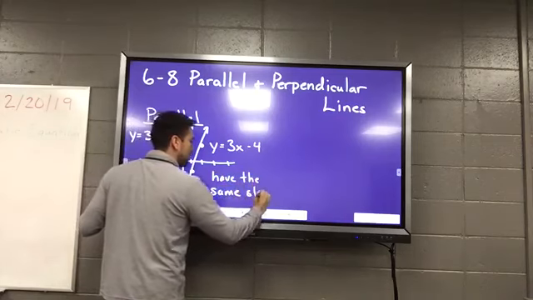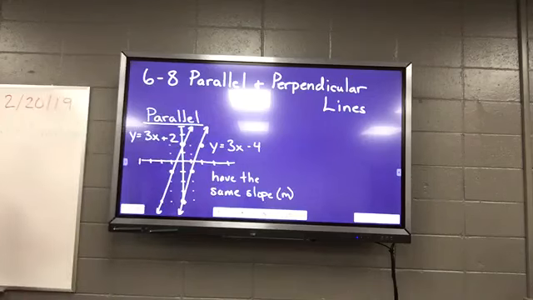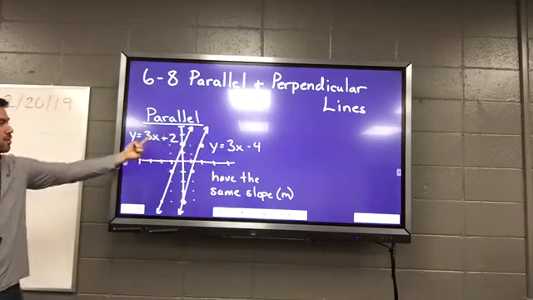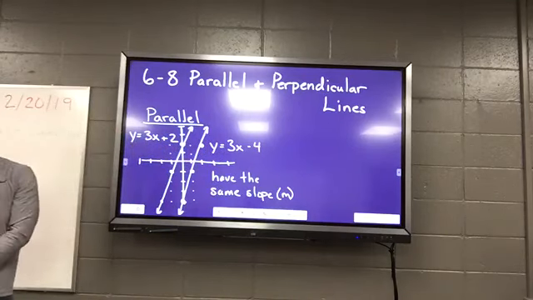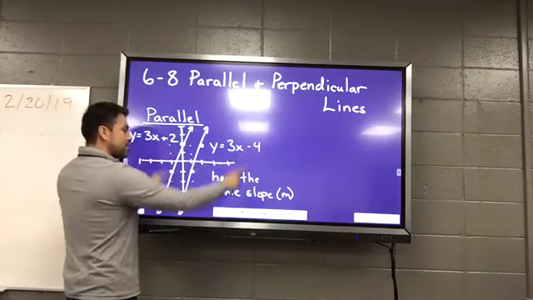slope. And I'm going to put here m in parentheses. They have the same slope. What's the slope of the first line we drew? 3. What's the slope of the second line we drew? 3. They have the same slope, but what is different between the two? They have different y-intercepts. Good, they have different y-intercepts.